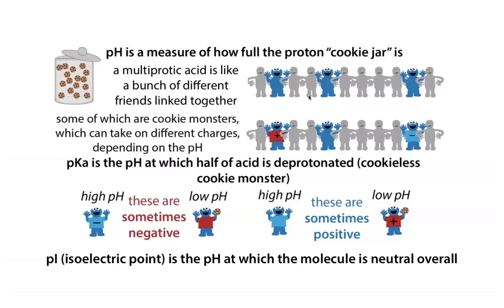neutral overall. So if you're at a pH that's below your pI, what this means is that there's more protons available, that cookie jar is more full. You're more likely to find those friends with the cookie when you go and find them at your party. So the molecule is more likely to be in the positive state. More copies of it are in the positive state than in the negative state, so you have a net positive charge. But if you're above that pI, well, now that jar is more empty, you're less likely to find your friends with a cookie. They're more likely to be in that negatively charged state.